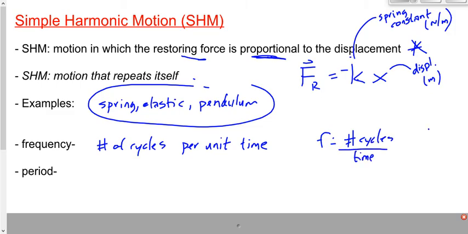And of course, the units for frequency would be hertz, cycles per second, or hertz. You could also use cycles per minute or cycles per hour or cycles per day. But whenever you're doing a calculation, you want to be in hertz. Period. It's the time, not for one revolution, but rather the time generally for one cycle.